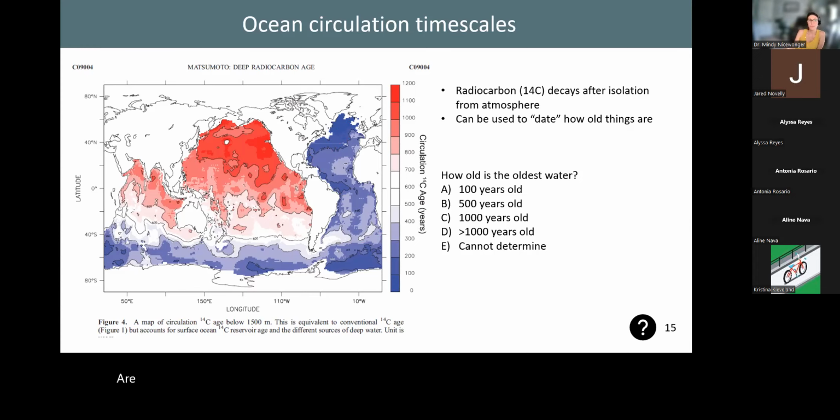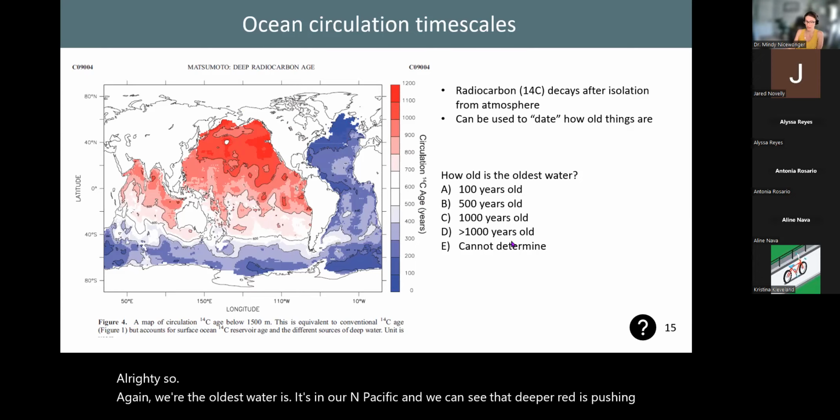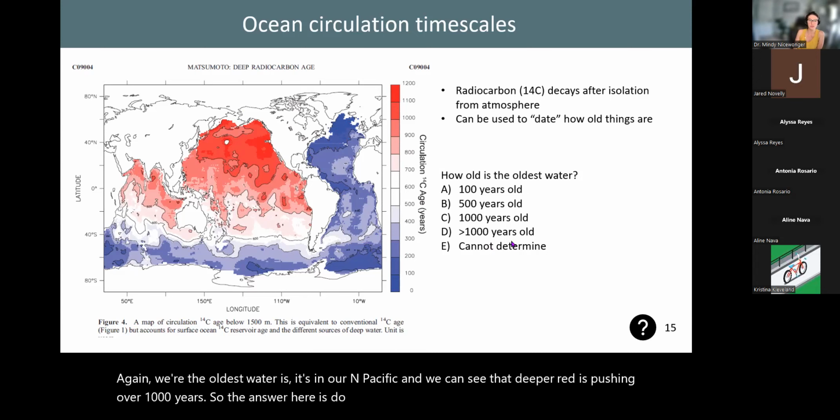Alrighty, so again, the oldest water is in our North Pacific, and we can see that that deeper red is pushing over 1,000 years. So the answer here is D, over 1,000 years old.